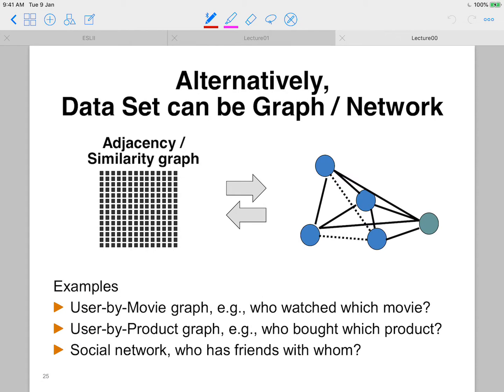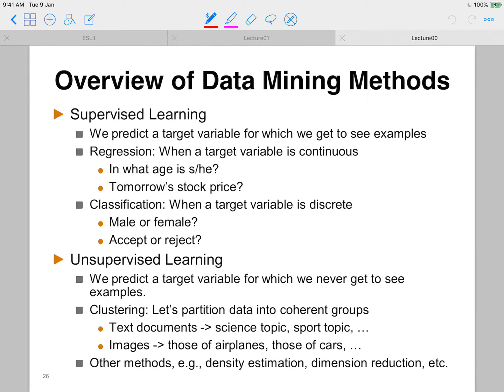So last time we discussed this graph or network representation, and many algorithms and applications will utilize this form as the input representation of our data.